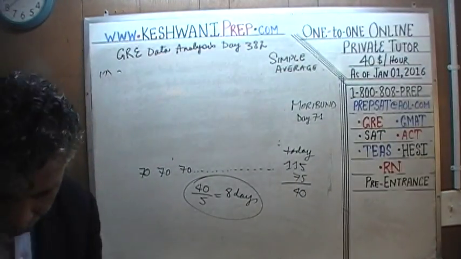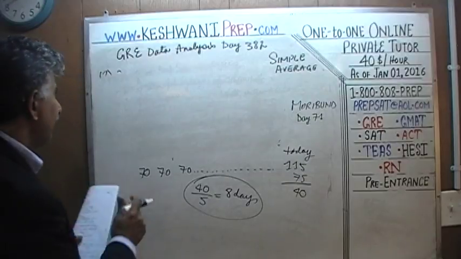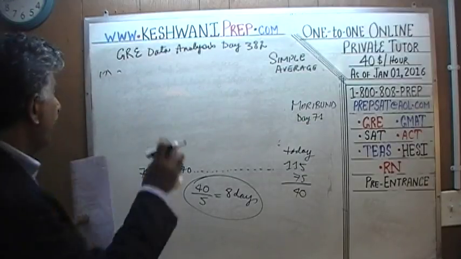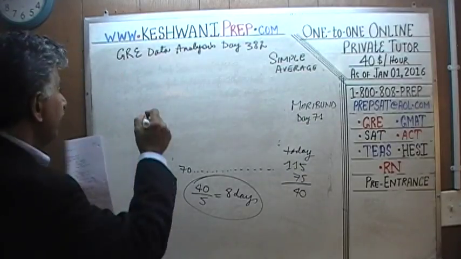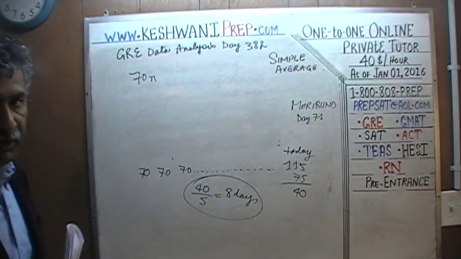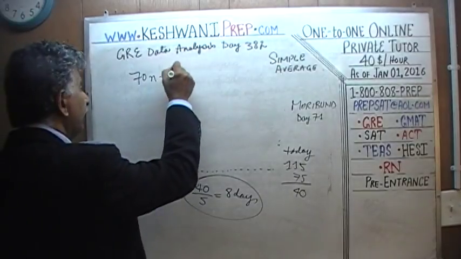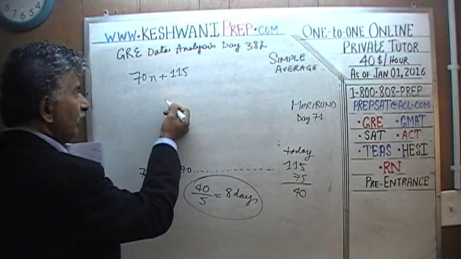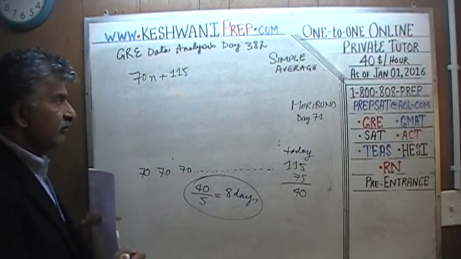Algebra is not that bad, but if you want to, so if for the past several days, we don't know how many days, the average was 70. Let's pretend it was n days. If it's n days, then the total production over the n days was 70 times n. Today we produce 115 units. And as a result, we are told the new average is 75.